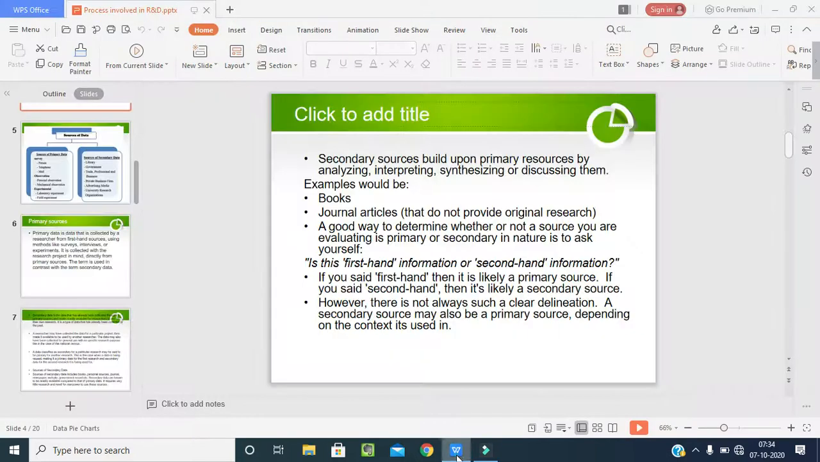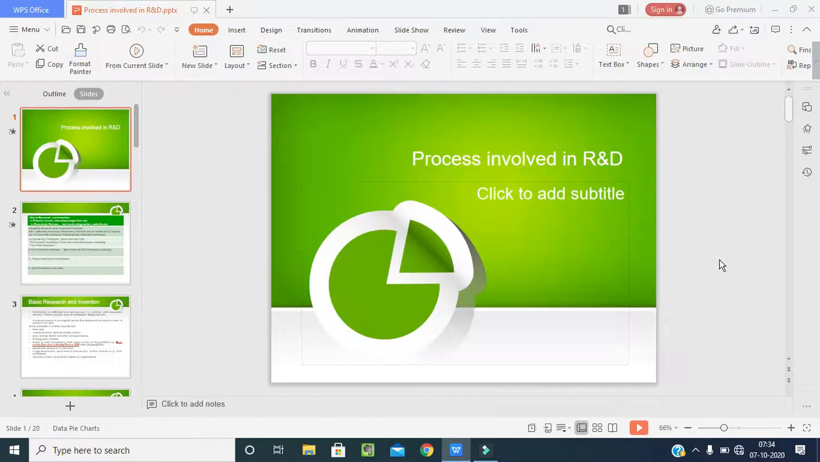Good morning, students. We'll start our new topic. The subject name is Innovation Management. In this, we are going to start with a new topic, that is the process involved in R&D.